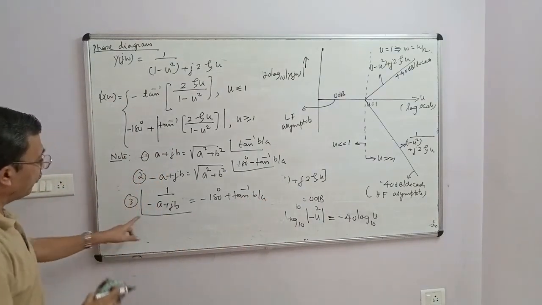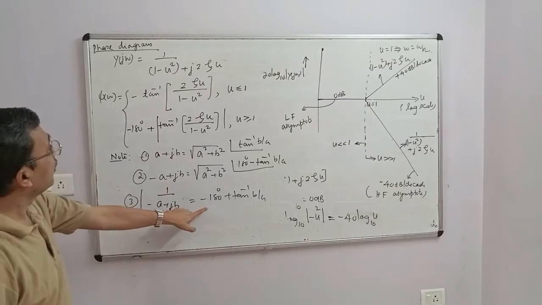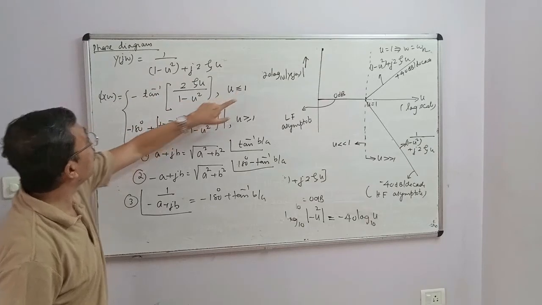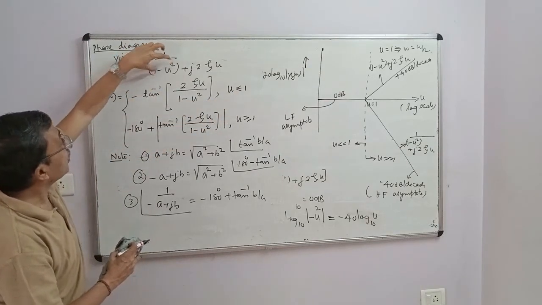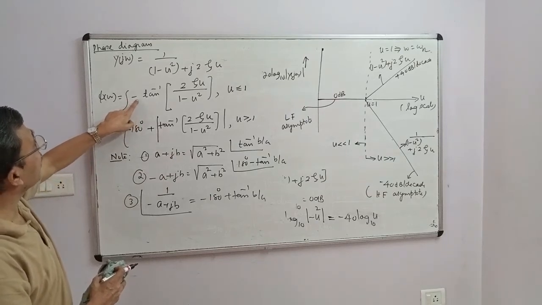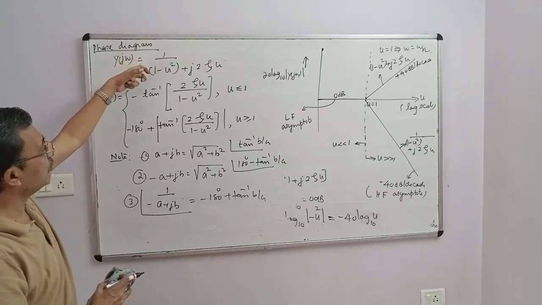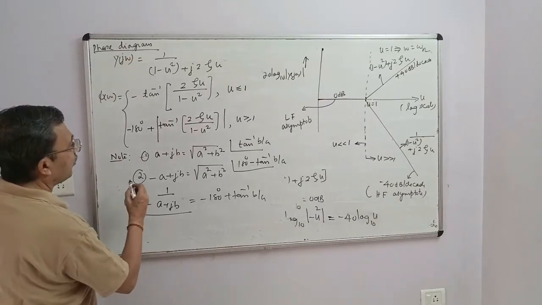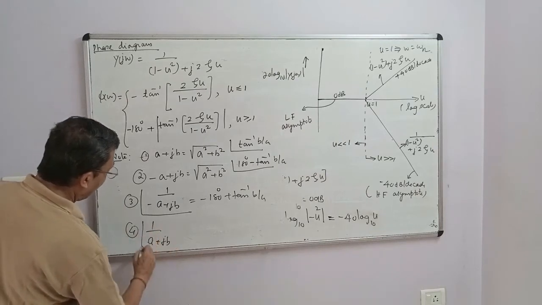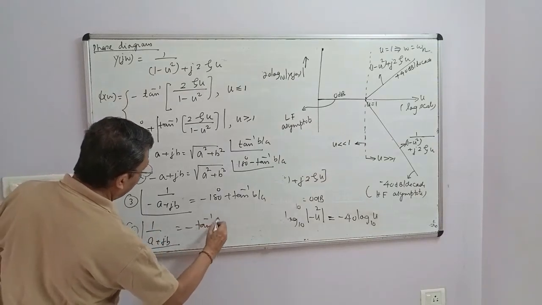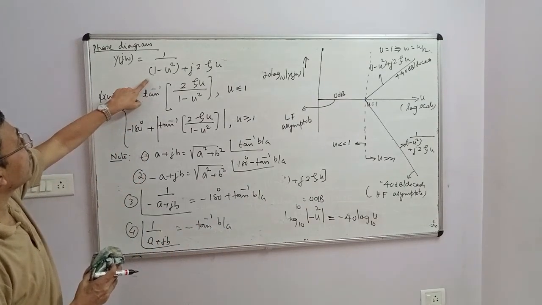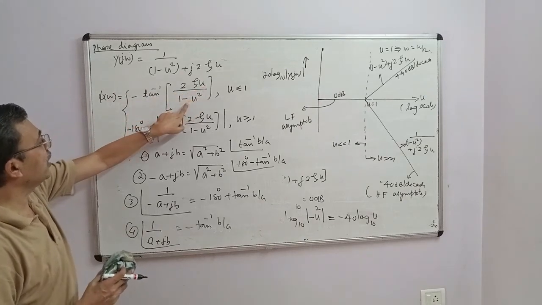The angle of 1 over minus a plus jb is minus 180 degrees plus tan inverse of b by a. Take this. When u is less than or equal to 1, the real part is positive. Therefore, it is of the form a plus jb. So you get this minus tan inverse, with the minus sign because the complex number is in the denominator. If you have 1 over a plus jb, the angle of this is minus tan inverse of b by a. So the minus sign is because the complex number is in the denominator, and tan inverse of the imaginary part by the real part.